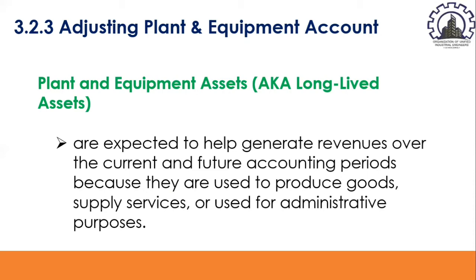And because plant and equipment assets are useful for more than one accounting period, their costs must be spread over the time they are used. Now, this is done to satisfy the matching principle. Now, in order for us to better understand this, let me give you an example.